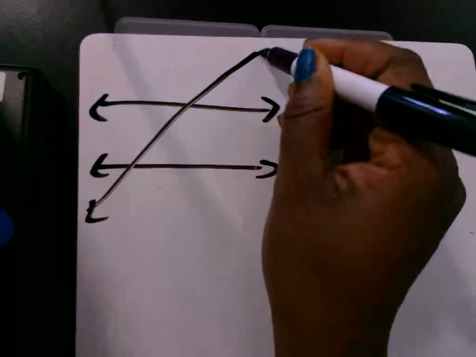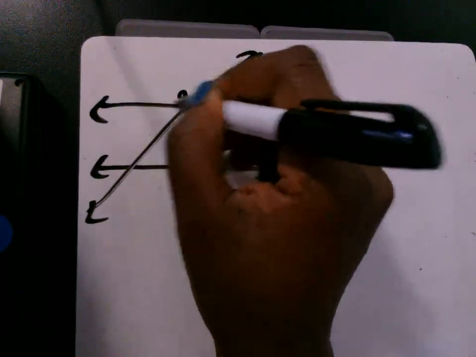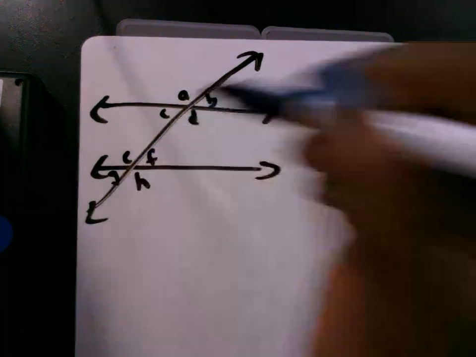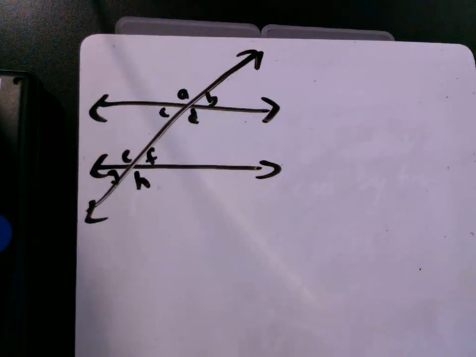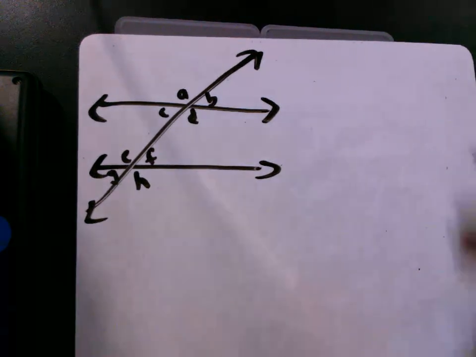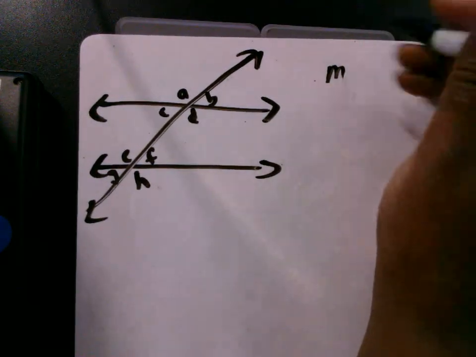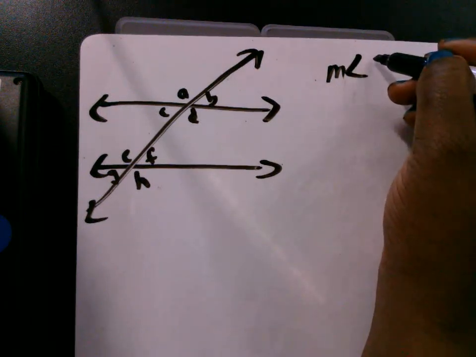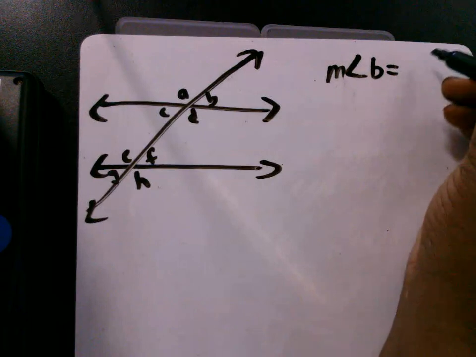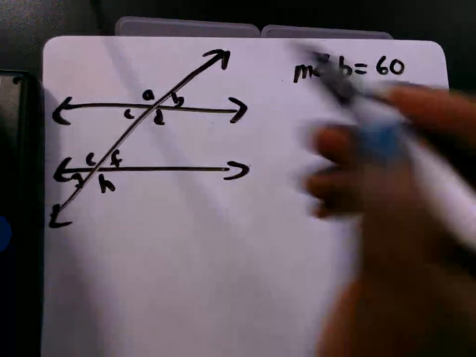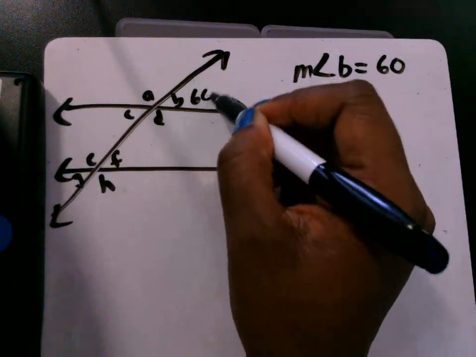Cut by this transversal. We're going to do letters instead of numbers: A, B, C, D, E, F, G, H. All right, so let's suppose that the measurement of angle B is equal to 60 degrees. So B is 60.